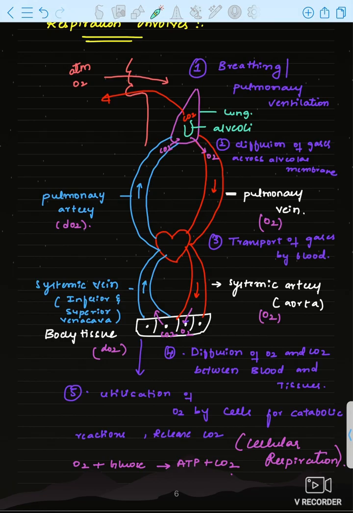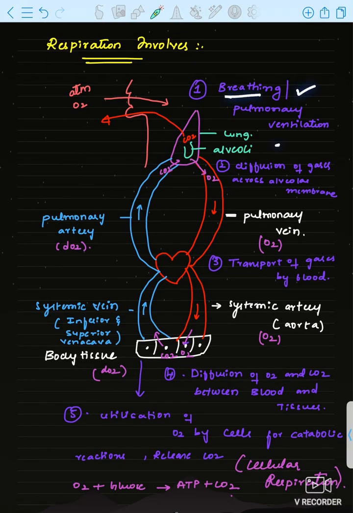First step in respiration is breathing or pulmonary ventilation. When we breathe, atmospheric O2 will enter into the lung, and through capillary exchange, as I told you, deoxygenated blood will come from the heart. That blood is rich in CO2. CO2 will exchange with atmospheric O2. First one is pulmonary ventilation, that is pulmonary respiration or breathing. O2 goes into the lungs and CO2 will exit out.